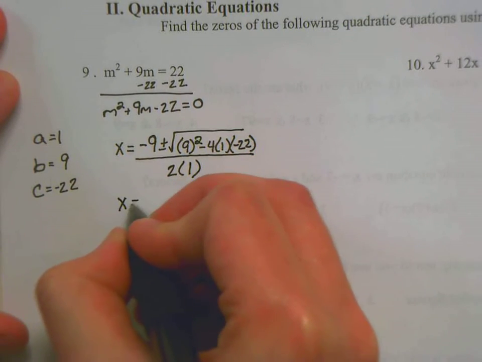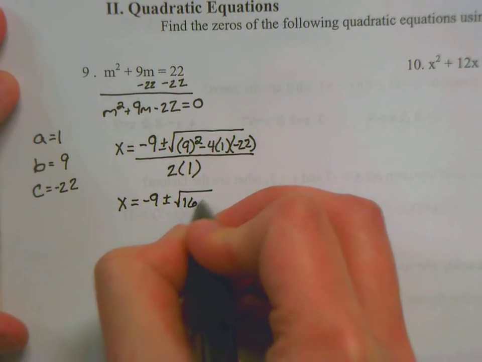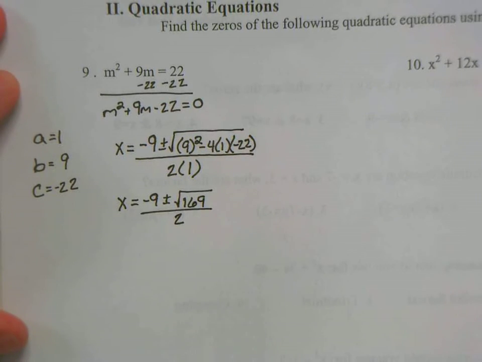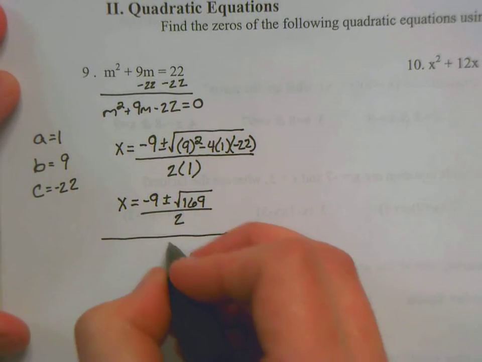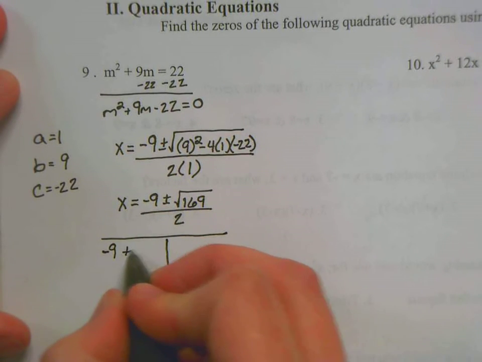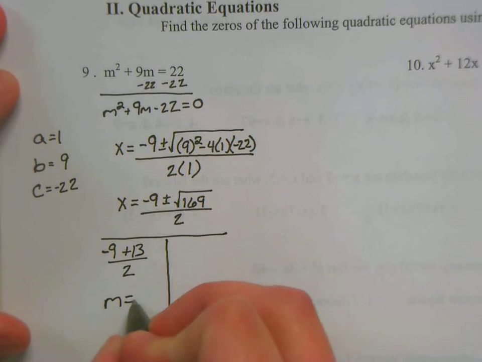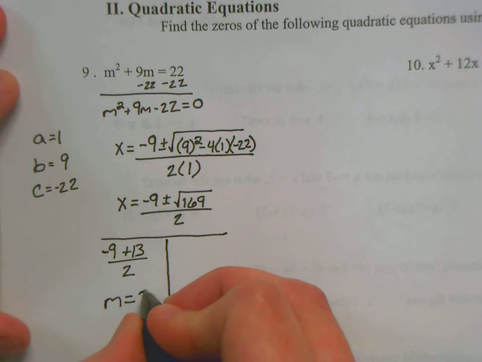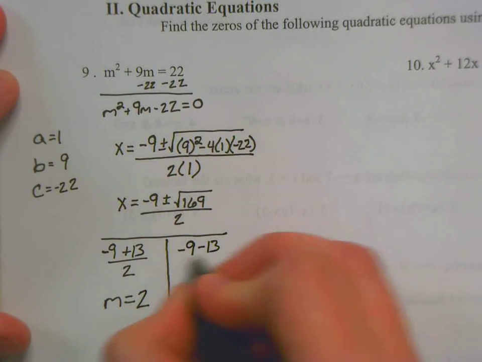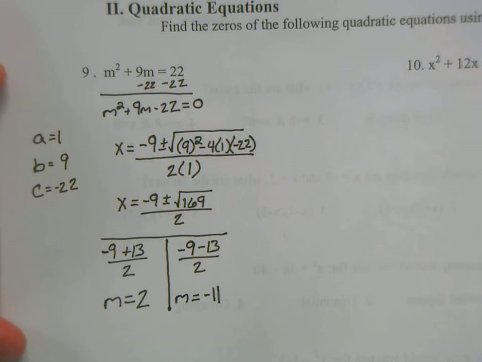So then when I simplified under the radical, I got 169, which if you checked using your calculator, it is a perfect square. The square root of 169 is 13. So again, you would have done a t-chart and gotten negative 9 plus 13 divided by 2, which would be 2. And then you also would have done negative 9 minus 13 divided by 2, which is negative 11. Same thing we got when we factored.